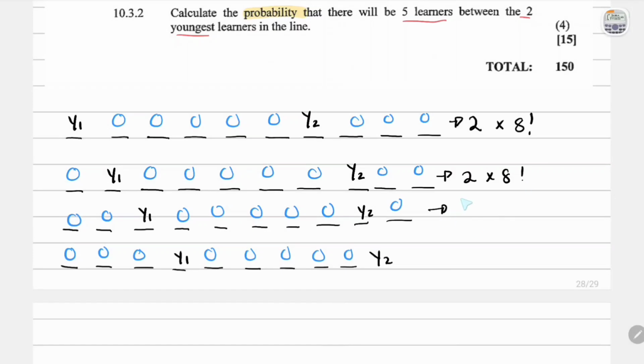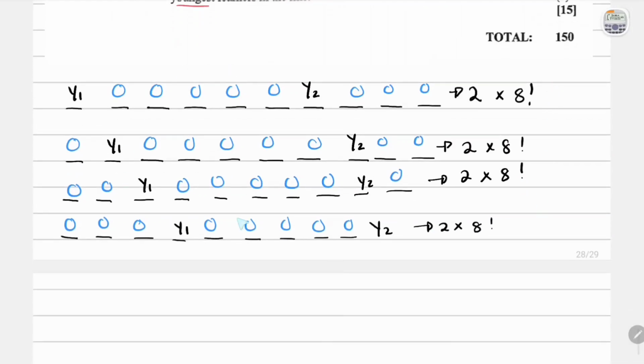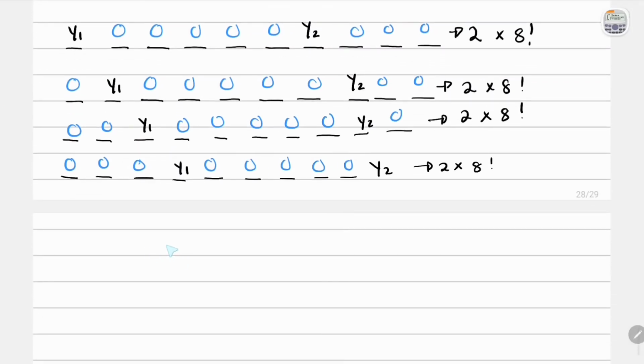And then as you look at the other placements, it's the same thing. These 2 learners do not have to sit here. They could sit as Y2 and Y1. So again, it's 2 times the remaining amount of learners. They have 8 different positions to sit at, that will be times 8 factorial. And then again, that's 2 times 8 factorial. So you have 4 sets of this going on. And so to find the total ways at first, we'll say 4 multiplied by 2 times 8 factorial.